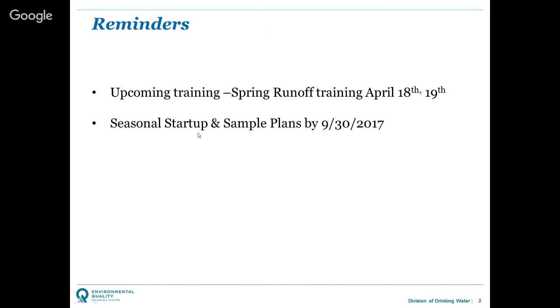Seasonal startup procedures for total coliform rule and your sampling site plans for total coliform rule. Just a reminder that the sampling site plans are due by the end of September. Seasonal startup is due as you start your system.